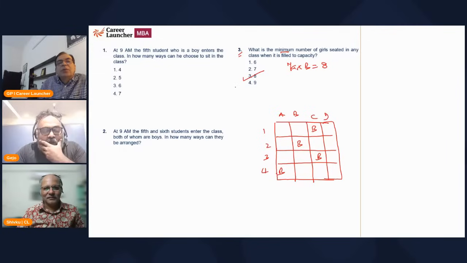So this one is question 32, right? The third question. Third question.